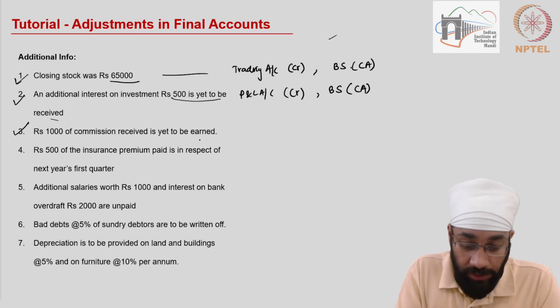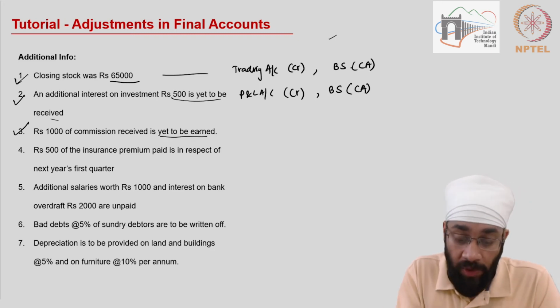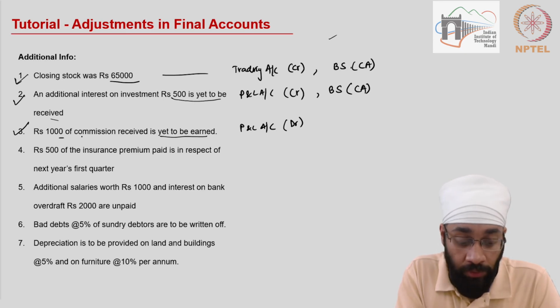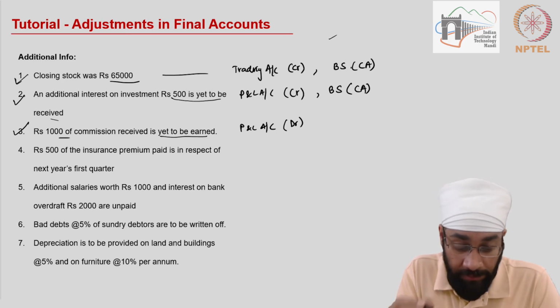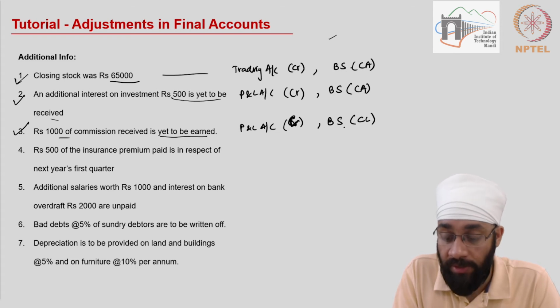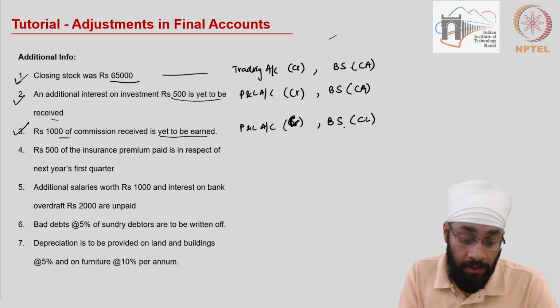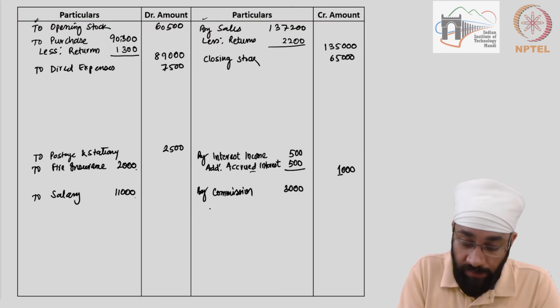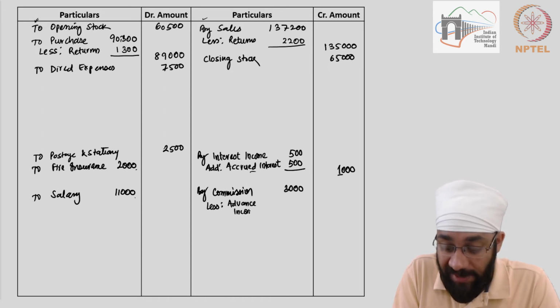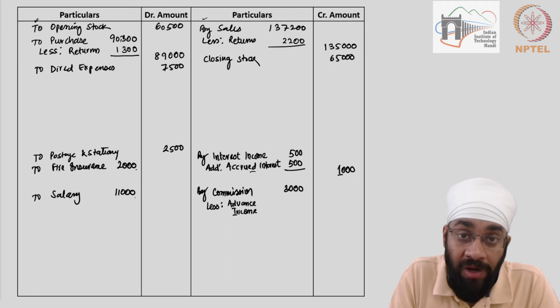Next, you have commission received yet to be earned. This is advance income. We discussed that in the profit and loss account. You will deduct this on the debit side. You will take it out from the commission to be earned on the credit side, by the way, not debit, on the credit side. And in the balance sheet, you are going to show this under the current liabilities because this is unearned income. So 1000 commission we have to deduct. This is advance income. Advance income means that you have to still perform your services to earn this income.